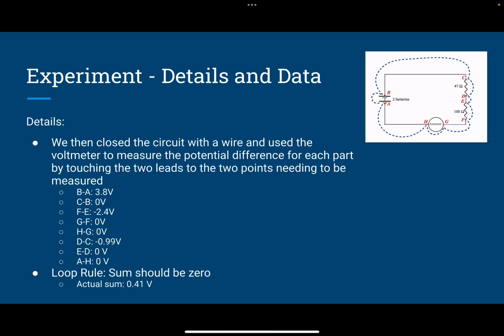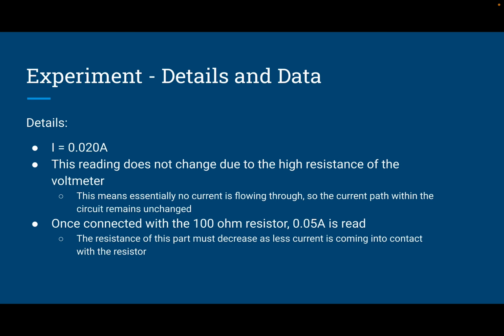So we then closed the circuit with a wire and used the voltmeter to measure the potential difference for each part by touching the 2 leads to the 2 points needing to be measured. There is our data collected there, and for the loop rule, the sum should be 0, and our actual sum was 0.41 volts, which has to do with user error that will be discussed later.